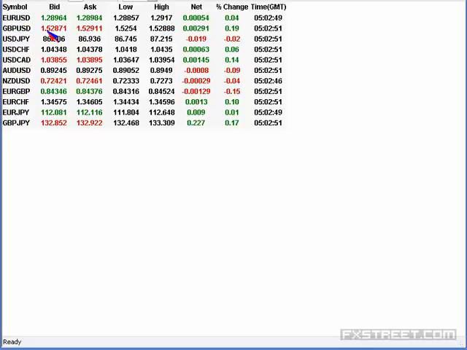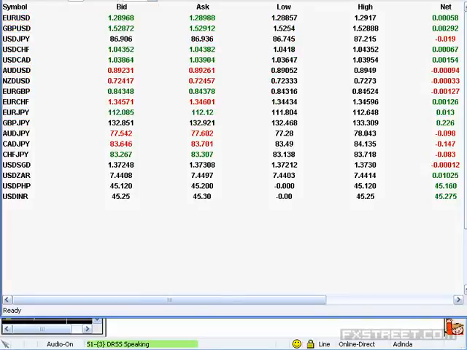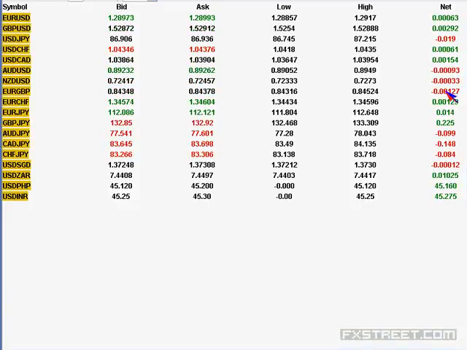And in the case of GBP, current level is 1.5287, 1.5291. The low is 1.5254, the high is 1.5288. The net change is 29 pips positive. So when there is a lesser rise in the case of euro when compared to that of GBP, we are able to understand that they are trying to handle the euro GBP cross by making a small dip here. So you come across about 12 pips negative net change in the case of euro GBP.